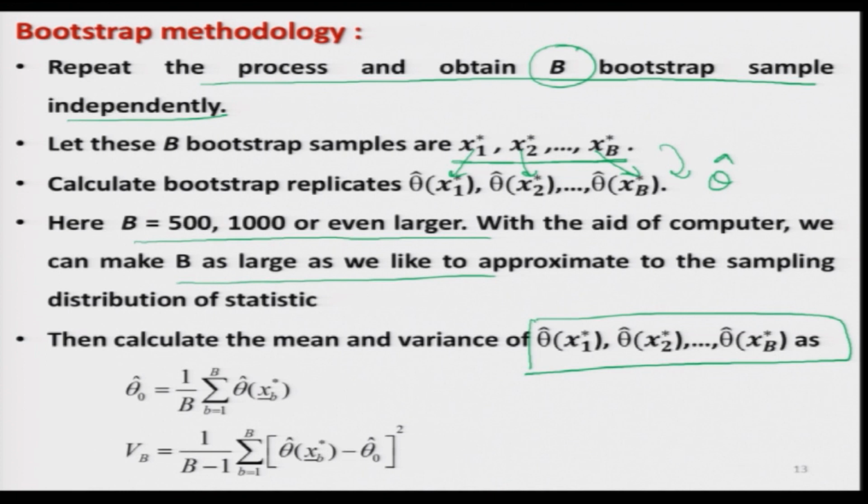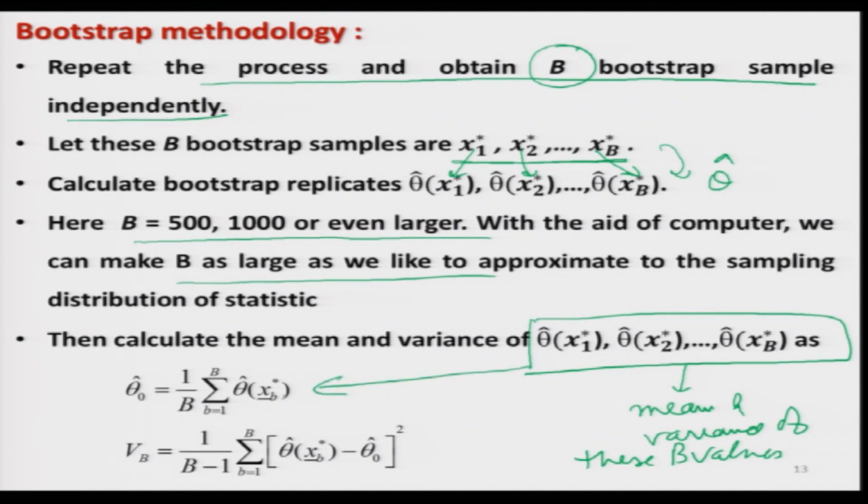Now you have obtained B samples and the capital B values of theta hat. Now I am asking, please see what I am doing. I am saying just find the mean and variance of these B values. That is all. I am not asking you to do a very big thing. So the arithmetic mean of these B values will be defined as 1 upon B, the sum over small b from 1 to capital B, of theta hat of x star b, that is, of the bth sample.